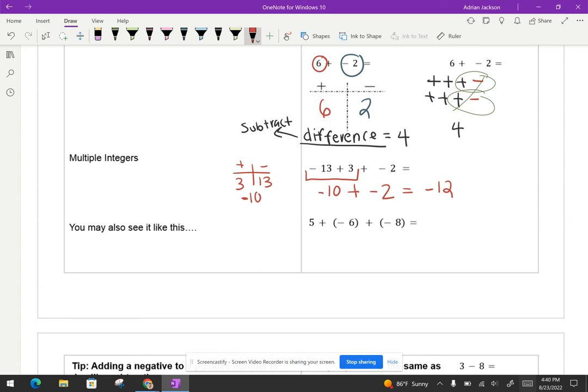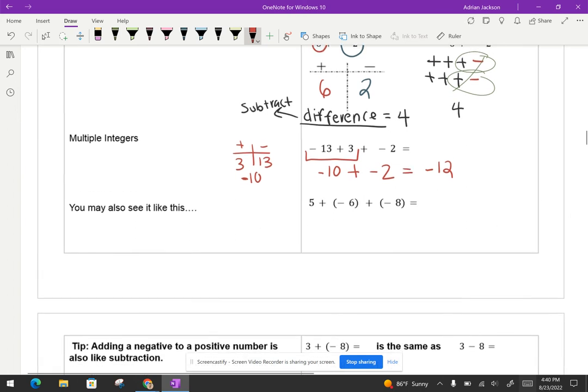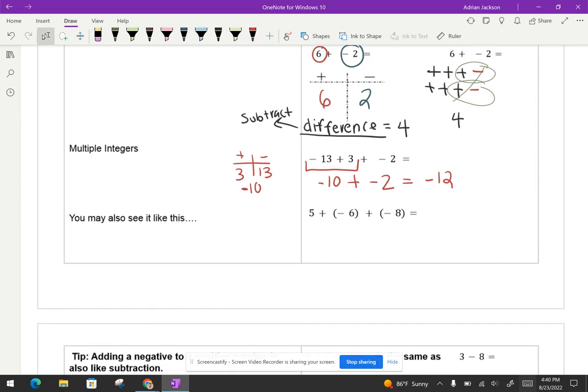You might also see it like this, where there are parentheses around the negatives. That doesn't change anything. It's just another way to see it. For this one, you can start wherever you want. You could do 5 and -6 first, or -6 and -8 first. Let's start differently than the last one, and let's do these first. They're both negatives, so let's just combine them. 6 and 8 is 14, so I'm going to have a negative 14, and I'm going to add 5 to that. So 5 plus negative 14.